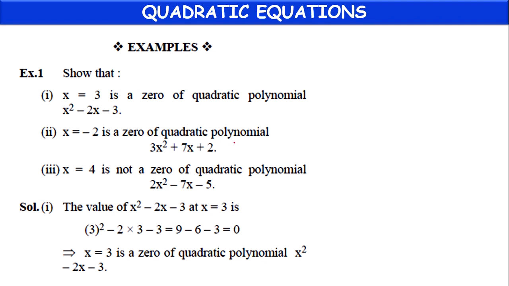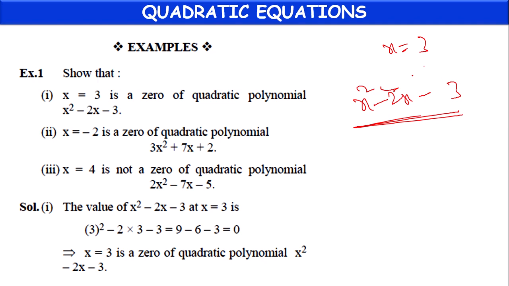Next, we have some examples here. Example 1, show that x equal to 3 is zero of quadratic polynomial x square minus 2x minus 3. Or x equal to minus 2 is zero of this polynomial. X equal to 4 is not a zero of this polynomial. If you see the first example, we have to show x equal to 3 is the zero of x square minus 2x minus 3.